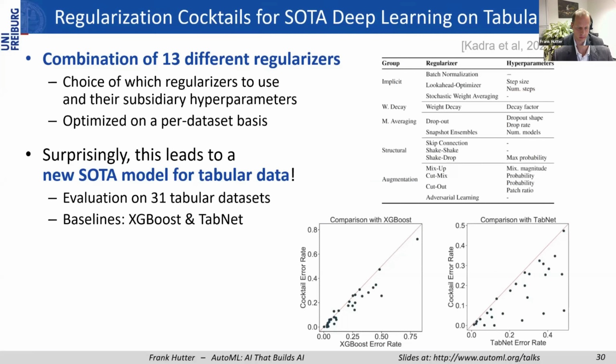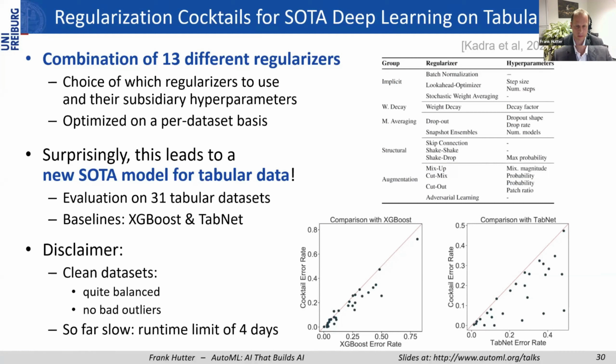And we really tried hard to make XGBoost as good as possible. We tried 4 different hyperparameter spaces for it. We tried implementations in Auto-sklearn of gradient boosting and XGBoost. And so far, we couldn't poke a hole. One disclaimer here, of course, is that we only used very clean data sets. They were quite balanced. There were no bad outliers. And so far, the runtime of these regularization cocktails is quite high. Our budget for the optimization is 4 days.